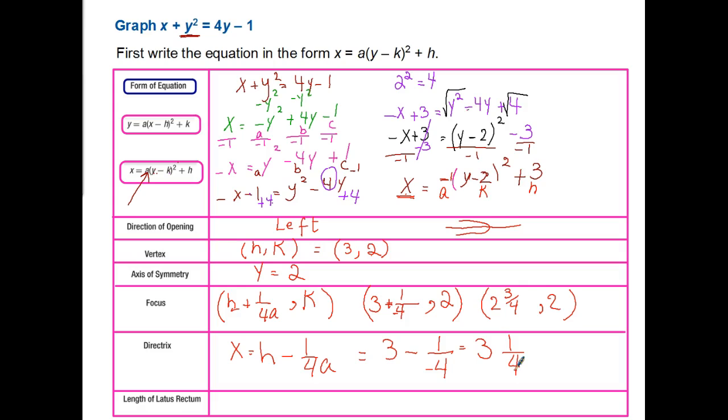And last is the latus rectum length, which is the absolute value of 1 divided by a, which is equal to the absolute value of 1 divided by negative 1, which is equal to 1.